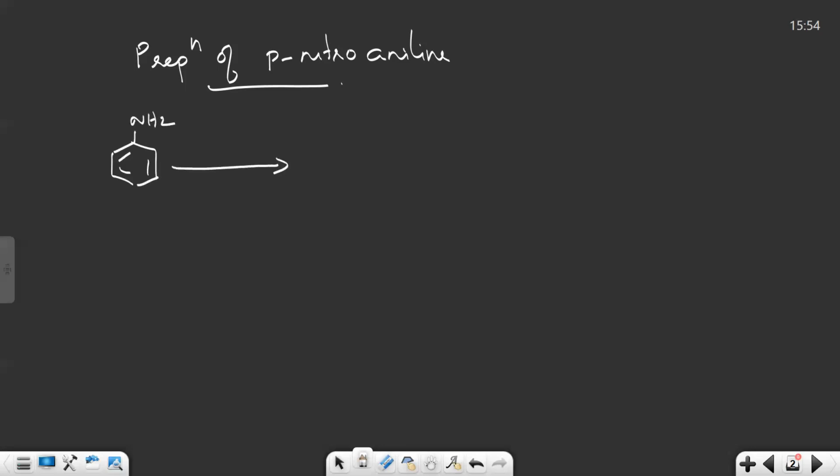and acetylate it using acetic anhydride, (CH3CO)2O, and you will get acetanilide. Here you can see that the lone pair of electrons of this nitrogen is engaged in resonance. So it is less available for protonation compared to the lone pair of electrons available on aniline.